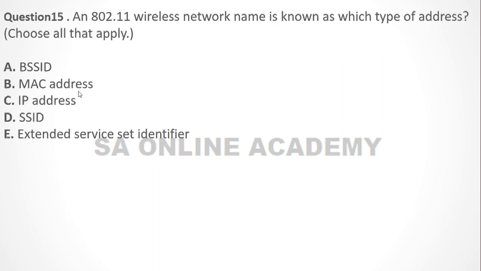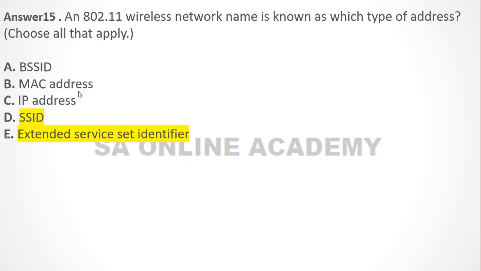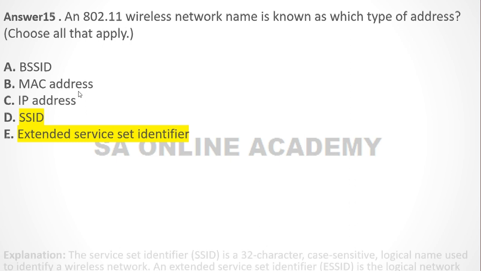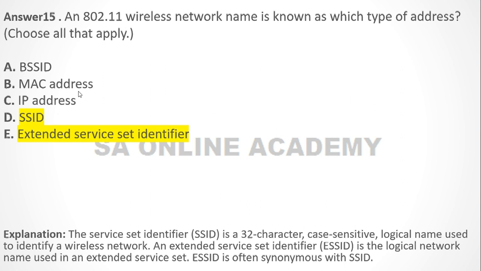So our last question for today's quiz. An 802.11 wireless network name is known as which type of address? BSSID, MAC address, IP address, SSID, ESSID. The correct answer is SSID and ESSID. These two terms are used synonymously in the network. The service set identifier is a 32 character case sensitive logical name used to identify a wireless network. The extended service set identifier is the logical network name used in an ESS network. ESSID is often used synonymously with SSID.